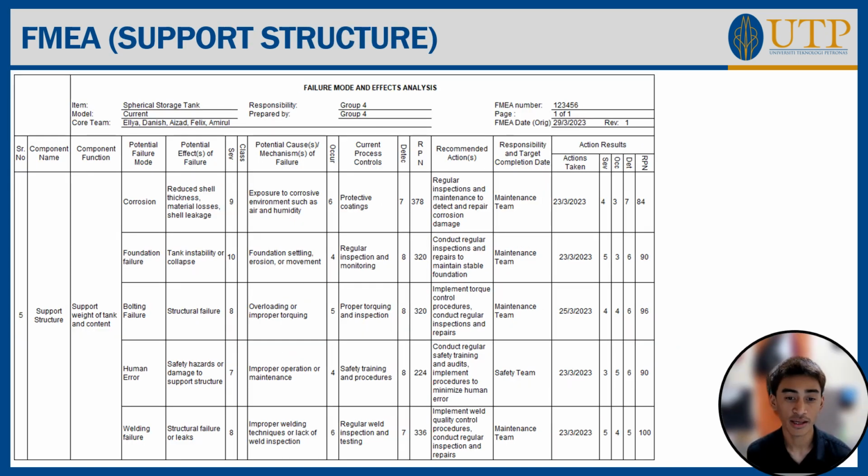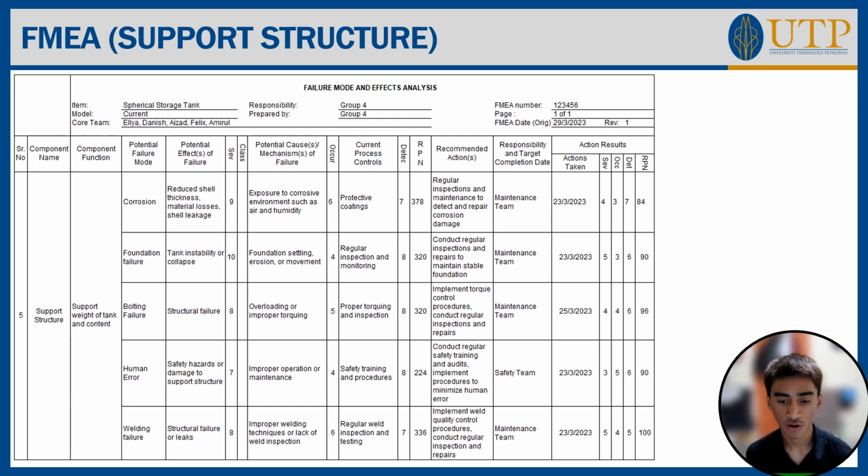This is the FMEA for the support structure. There are 5 potential failure modes, which are corrosion, foundation failure, bolting failure, human error, and also welding failure. The highest RPN is corrosion, and the potential effects of corrosion are that it could reduce the shell thickness, cause material losses, and also shell leakage.